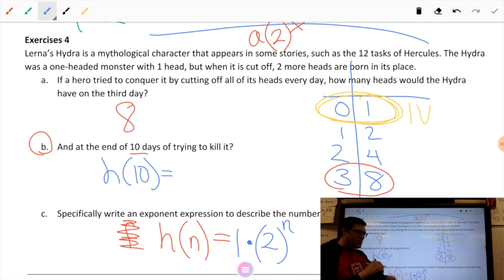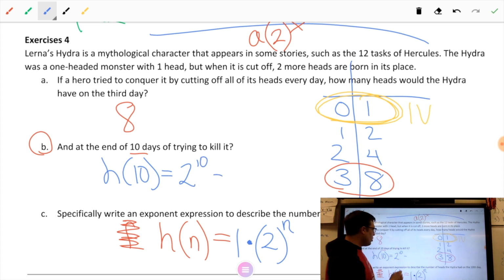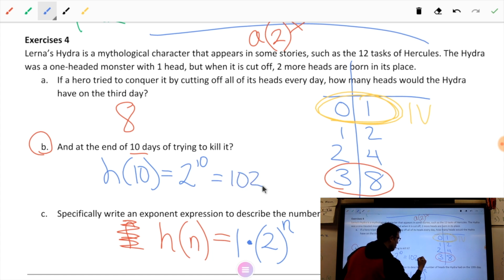You should know that it's always there. I can go 2 to the 10th. 2 to the 10th is a really good approximator for 1,000. 2 to the 10th is 1,024.